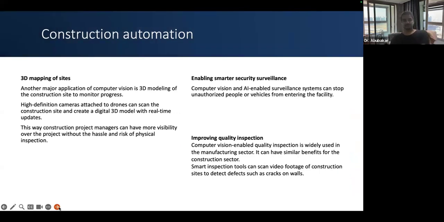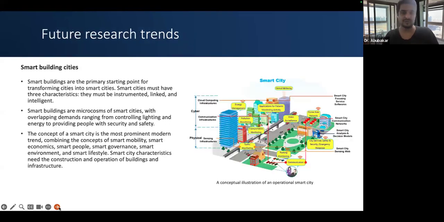Okay, so now let me conclude today's session, because it is a very quick overview to help you understand what AI is and how we have it. I basically gave an overview. For the 3D mapping of sites, it is very important that we know AI is helping with that. Smarter security surveillance. AI is helping in today's construction industry, improving quality inspection, so we can use AI computer vision.